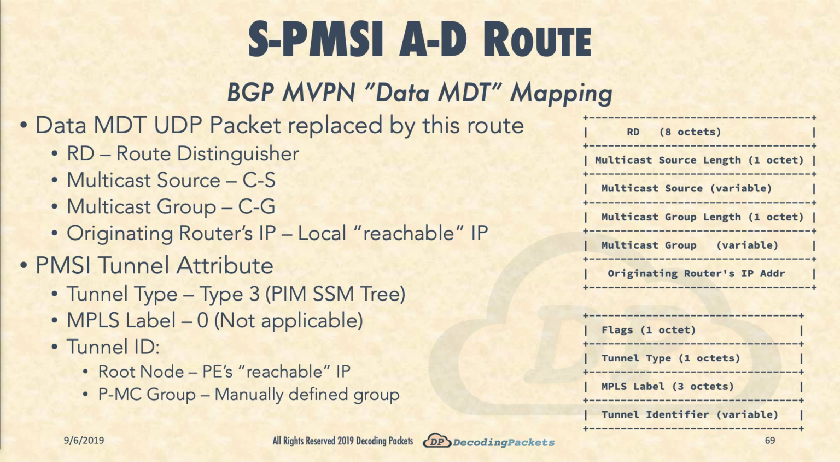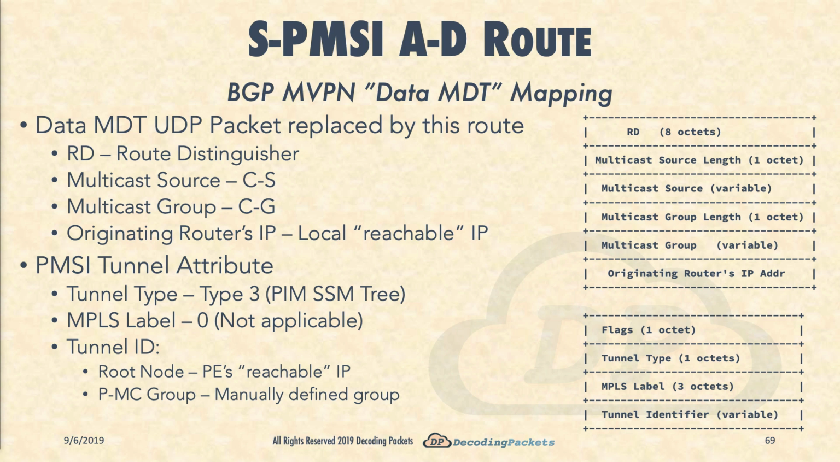If you need a refresher on how data MDTs, now called the S-PMSI or the selective PMSI, operate, please refer to video 4 linked down below in the description box. If you recall, the BGP MDT way of accomplishing the switch over to data MDT did so by multicasting the mapping information in a UDP packet on the default MDT. That is no longer the case, as we can use the BGP MVPN to accomplish that.